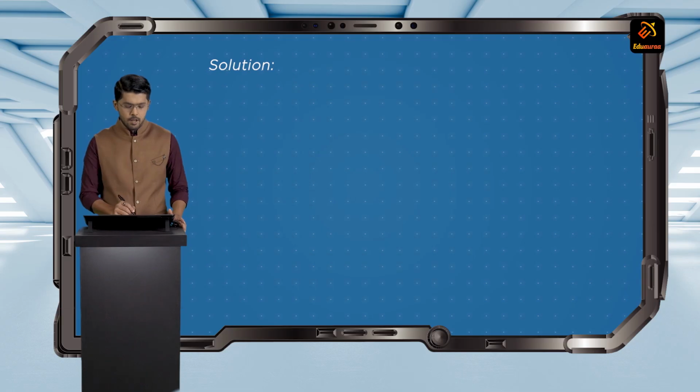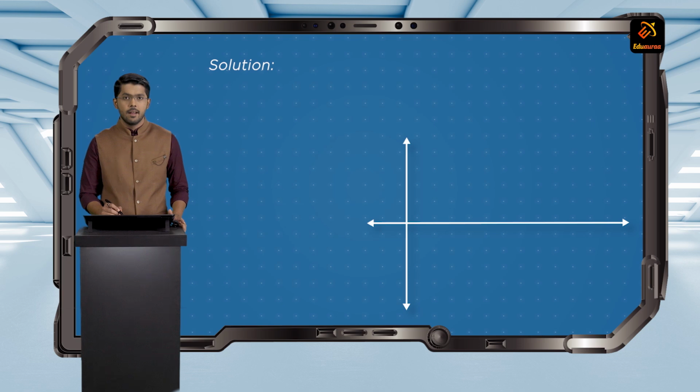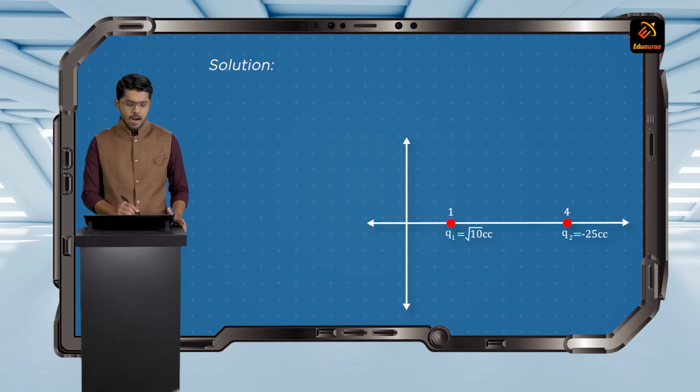Let's try to first draw the situation diagrammatically, and you have been given that Q1 of charge root 10 microcoulomb is placed at x equals 1. Let's place Q1 over here. And Q2 of charge minus 25 microcoulomb is placed at x equals 4. So now you have been asked to calculate the electric field at a point on the y-axis 3 units above the origin, which is essentially (0, 3).